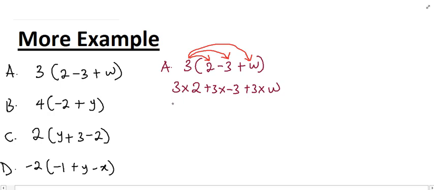Let's continue. So 3 times 2 is 6. But mind you, we have positive and negative. So 3 times 3 is 9. Because they are different signs, we have negative 9, and then plus w, right? So 3 times w is just 3w. But then we can choose to stop here or simplify further. 6 minus 9 is negative 3. So plus 3w just comes down, and they cannot be added or combined again.